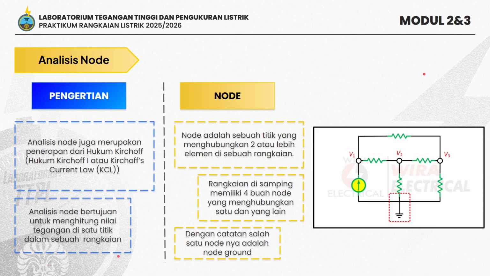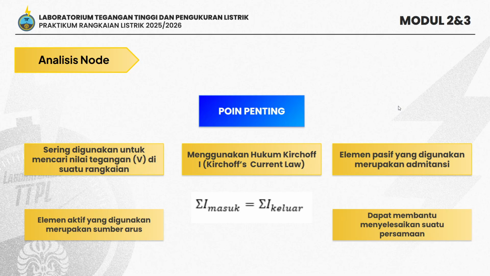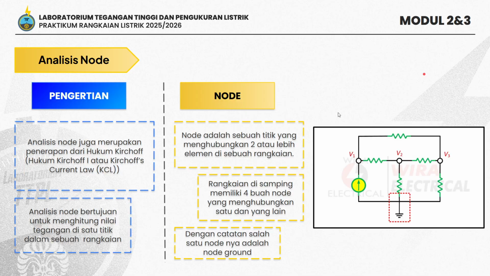The important points you need to remember about node analysis: it uses KCL or Kirchhoff current law as the principle. It is mainly used to find voltages in a circuit. Active elements are usually current sources. Passive elements are usually admittance, and it helps in forming and solving equations.